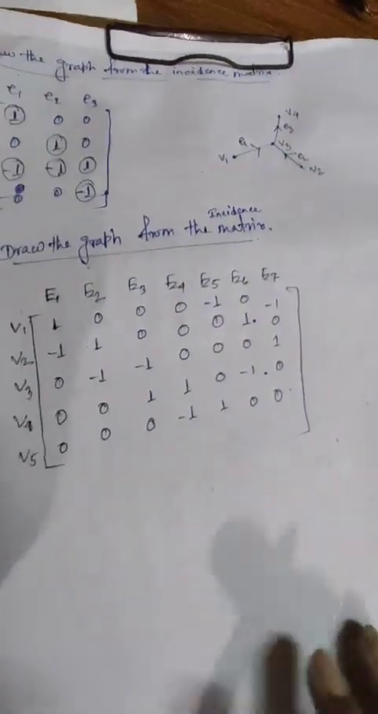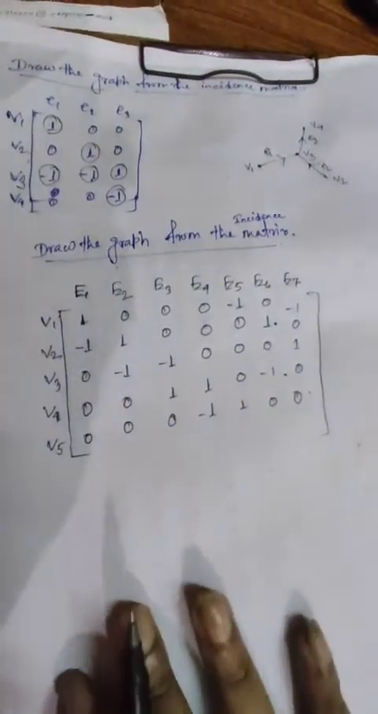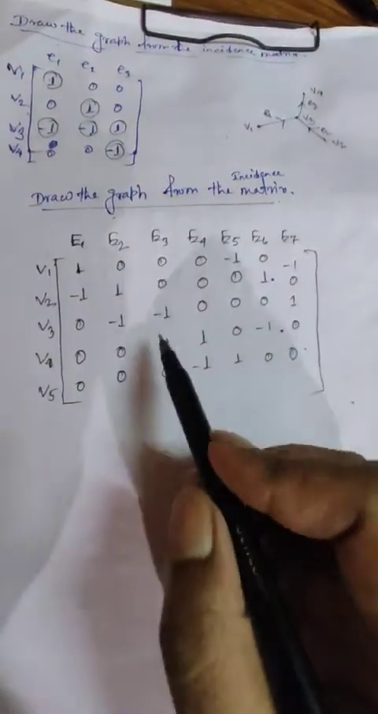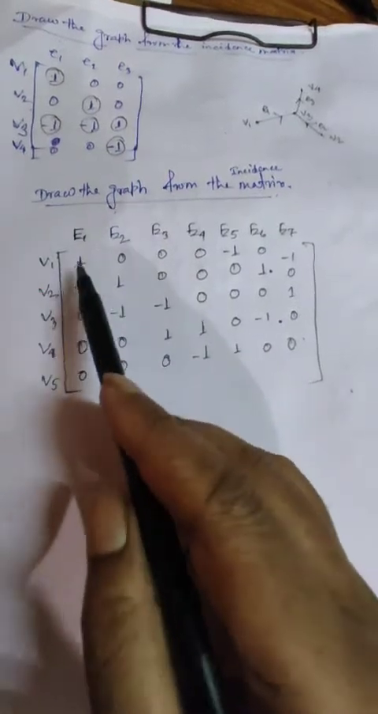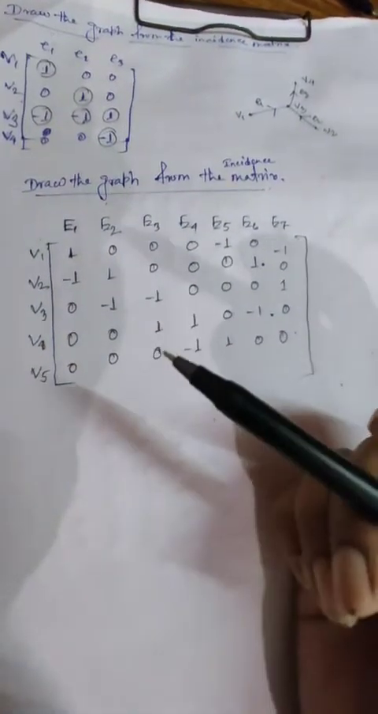So now I think you understand how we can solve it. Next, I will solve this one. Here we want to draw the graph of this matrix. It has 7 edges and 5 vertices. So now we have to draw the graph.